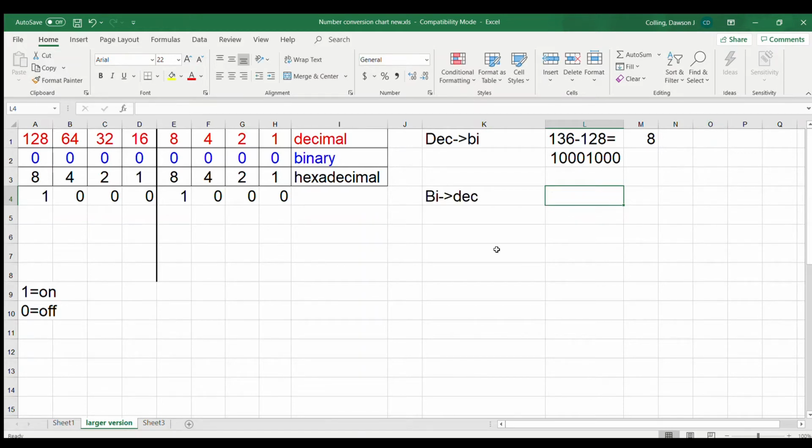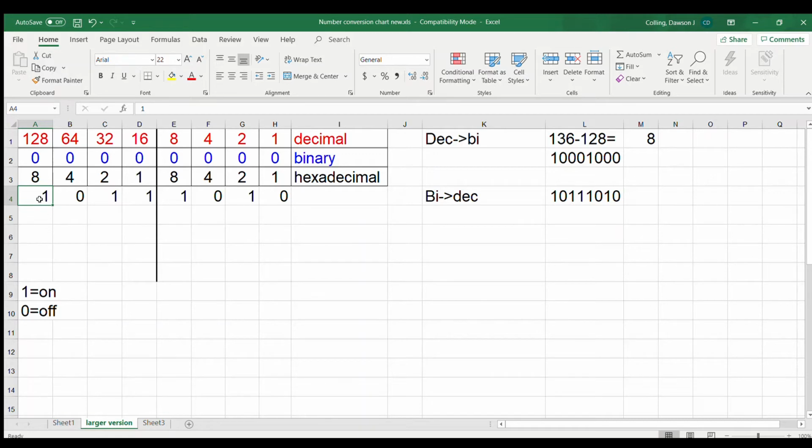All right, let's do a switcheroo here. Let's do binary to decimal. So it's honestly not that much harder. It's basically the exact same thing, except we're doing things in reverse. So let's convert 10111010 into a decimal. So when it comes to binary to decimal, remember 1 equals on and 0 equals off.